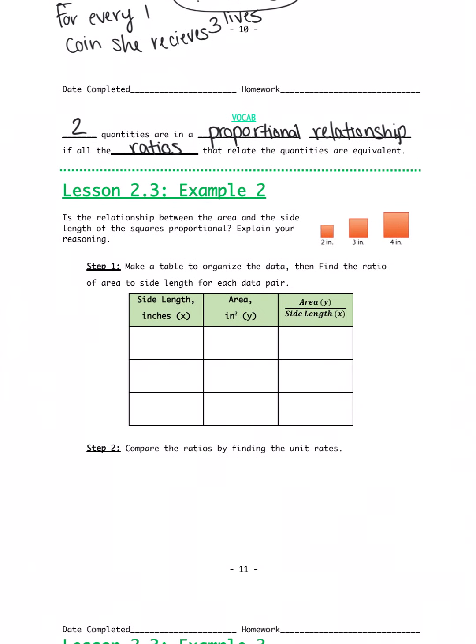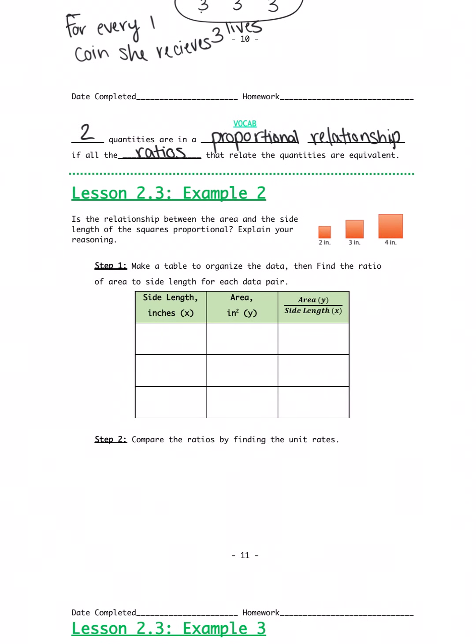Now we're going to go on to lesson 2.3, example 2. So it says, is the relationship between the area and the side length of the squares proportional? Explain your reasoning. So first, let's write the side lengths of all of them. We have the side length in inches. So we have 2, we have 3, and we have 4. And they use X to represent that.